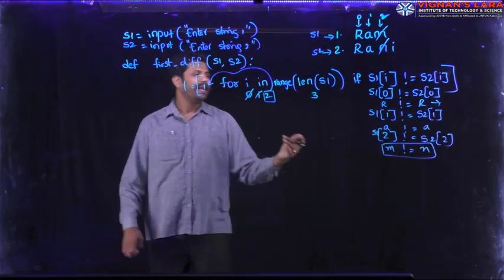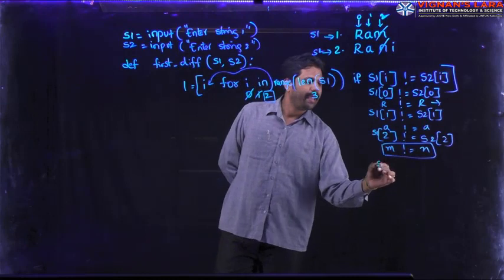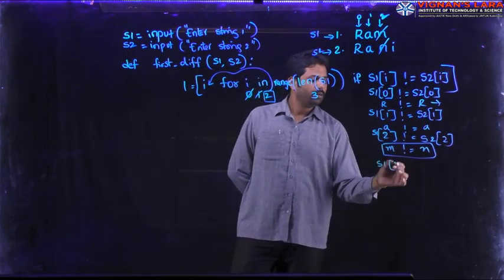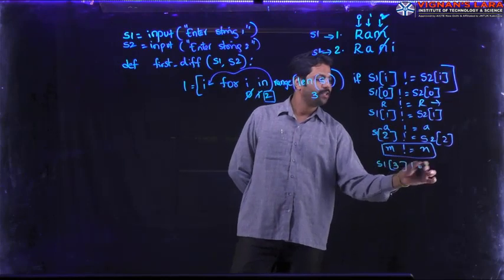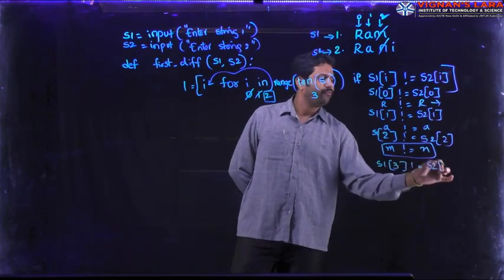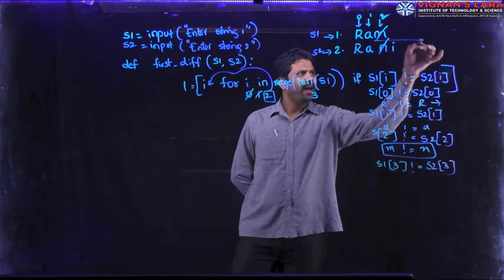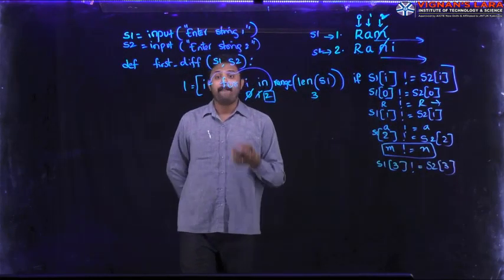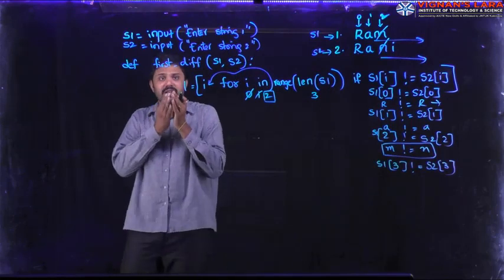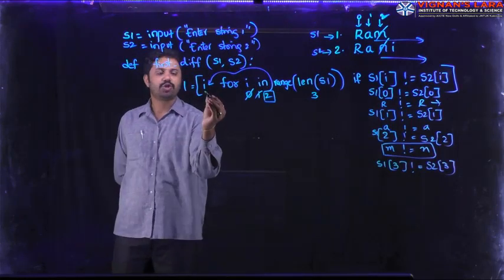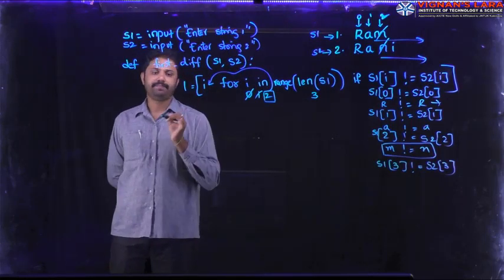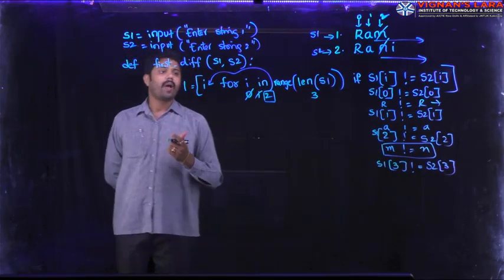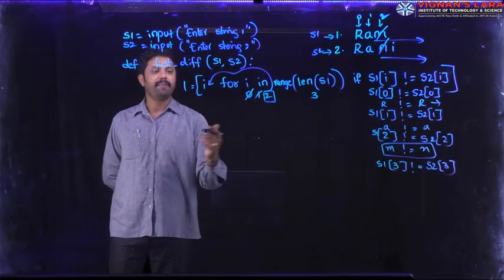And after that, it checks S1 of 3 not equals to S2 of 3. It checks all the next coming characters also. But what is the first difference? The first difference is stored in this list. Okay. Now I am going to write a statement.